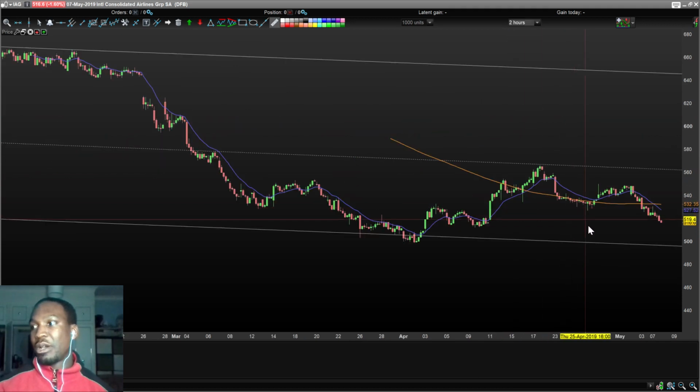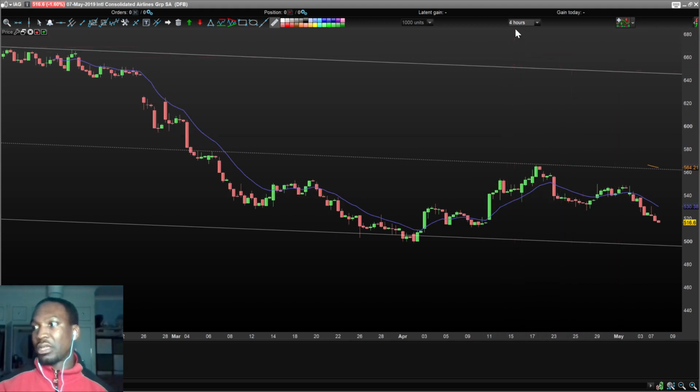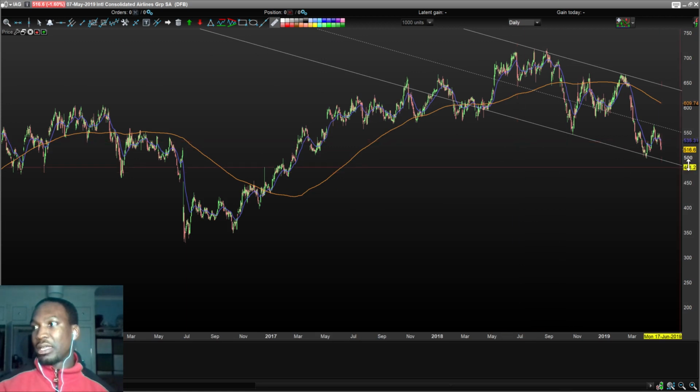If you go into the 2-hour chart, yeah, just kind of more of the same really. The 4-hour and the daily chart is where most of the good information is on this. But yeah, so I'm just going to ride this down to the support line, and then I'll decide from there whether I want to take all my profits or I want to see if it can go any further low.